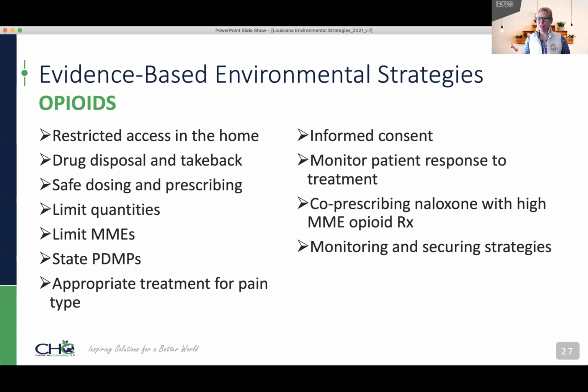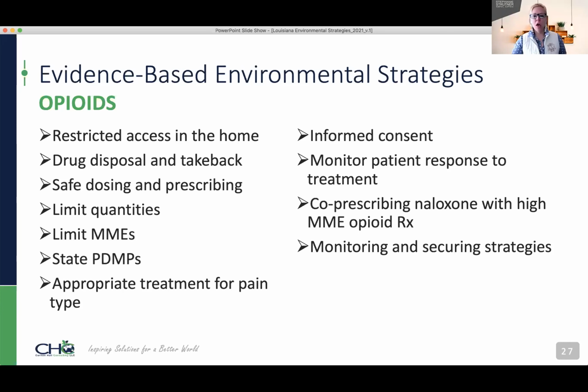It might be to try something different. And so that's how we can really work with our healthcare providers to move in that direction. Also, co-prescribing naloxone, which of course is the opioid antidote. It's an opioid antagonist that can reverse an opioid overdose with high milligram morphine equivalent opioid prescription. So if somebody has a high dose of an opioid prescribed, then a physician or a healthcare provider would co-prescribe naloxone with that medication just in case.